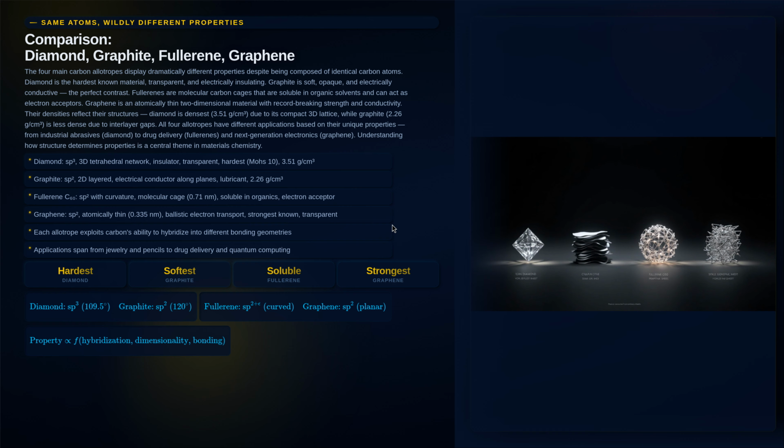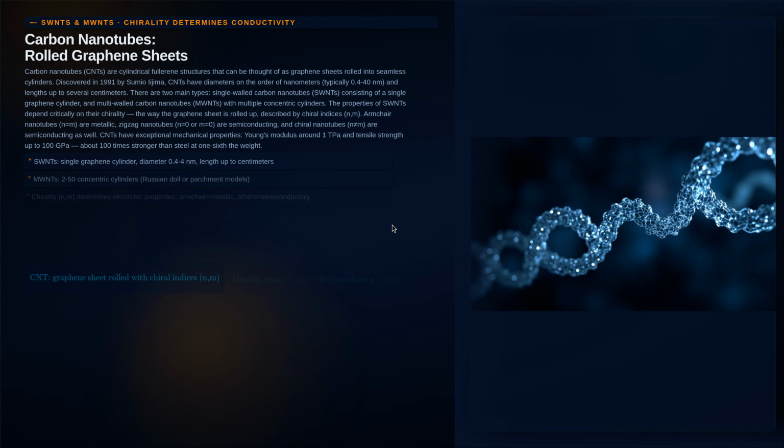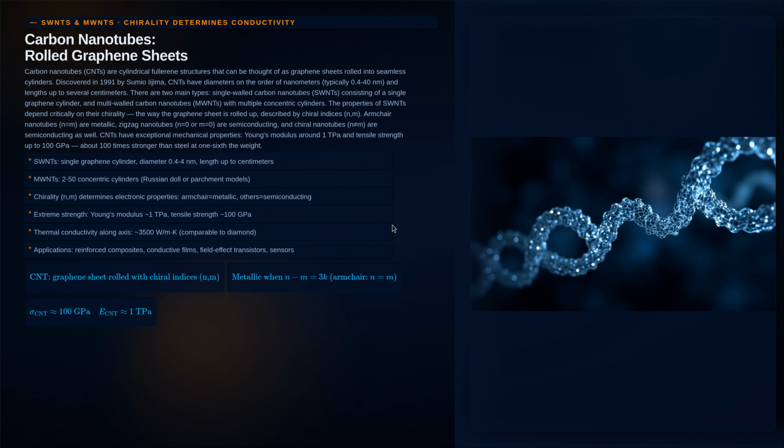Their densities reflect their structures. Diamond at 3.51 grams per cubic centimeter is densest, while graphite at 2.26 is less dense. Structure determines properties. Carbon nanotubes are cylindrical structures, graphene sheets rolled into seamless tubes. Discovered by Sumio Iijima in 1991, they have nanometer diameters, but can be centimeters long.